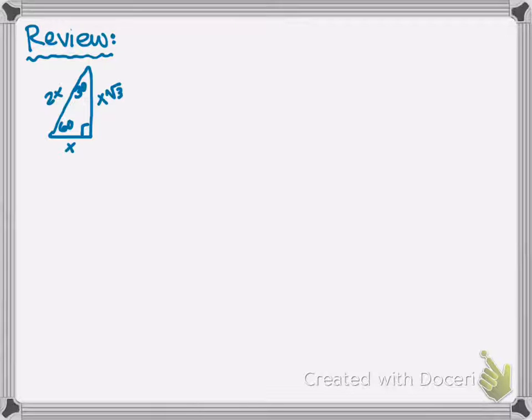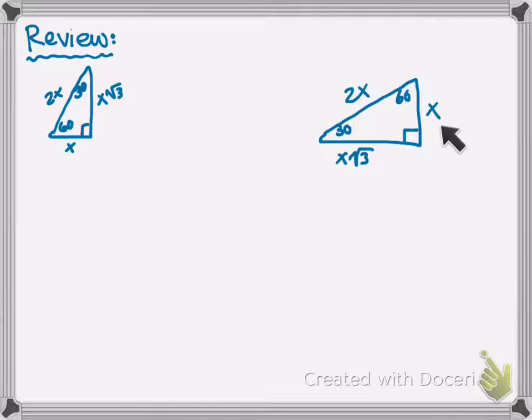The first one was a 30, 60, 90 triangle, where the side lengths have the ratio x for the short side, 2x for the hypotenuse, and x times the square root of 3 for the long side. In addition to that, I could take that triangle, and you're going to see why I do this in a second, and I could flip it so that the 30-degree angle is on the bottom, and again, the ratio is the same. I still have x on the short side, 2x on the hypotenuse, and x times the square root of 3 on that long side. Now they're just in different spots because I flipped the whole triangle.